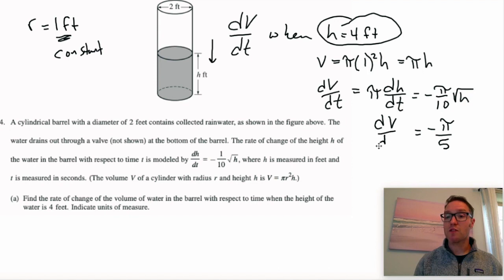If I do some dimensional analysis here, rate of change of volume is going to be in cubic units. Let's see, where are the units? Feet. So it's going to be cubic feet. And since it's a rate, it's going to be per unit of time. Where's the unit of time? Seconds. So feet cubed per second.